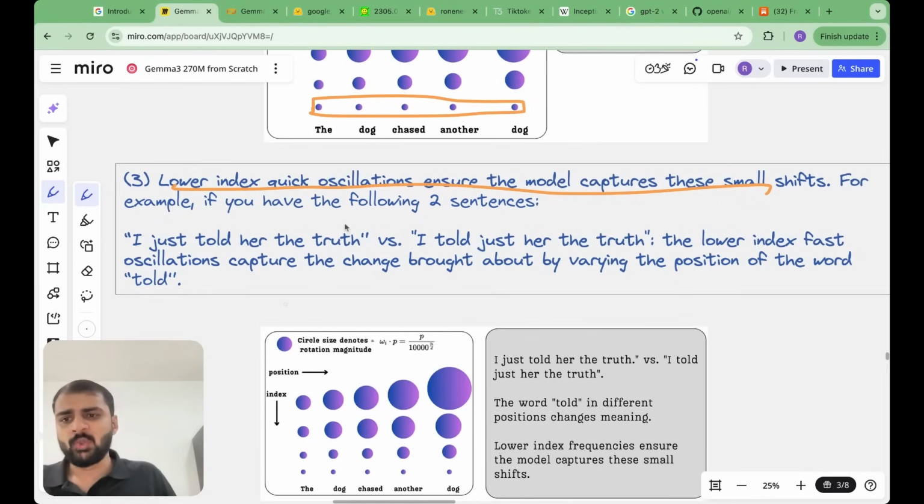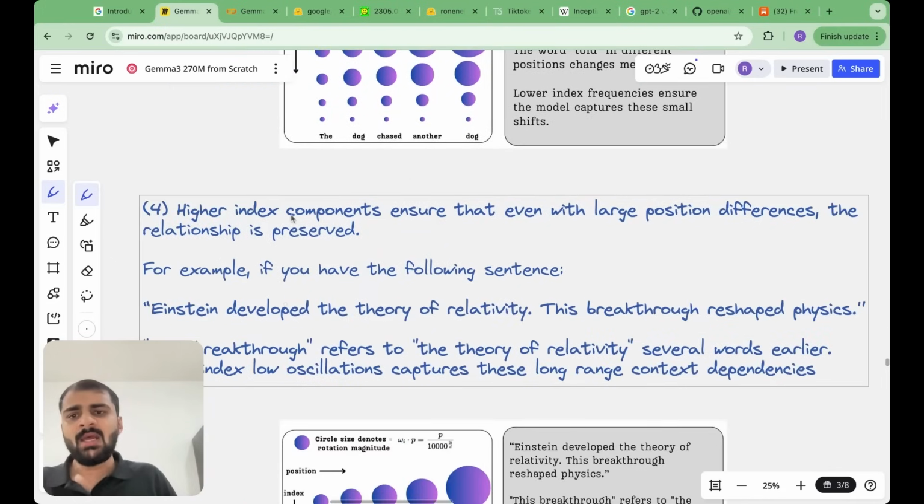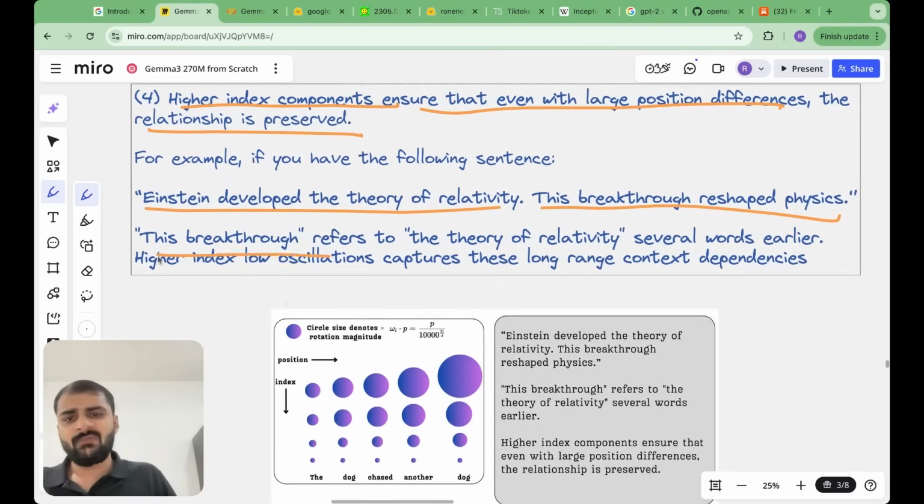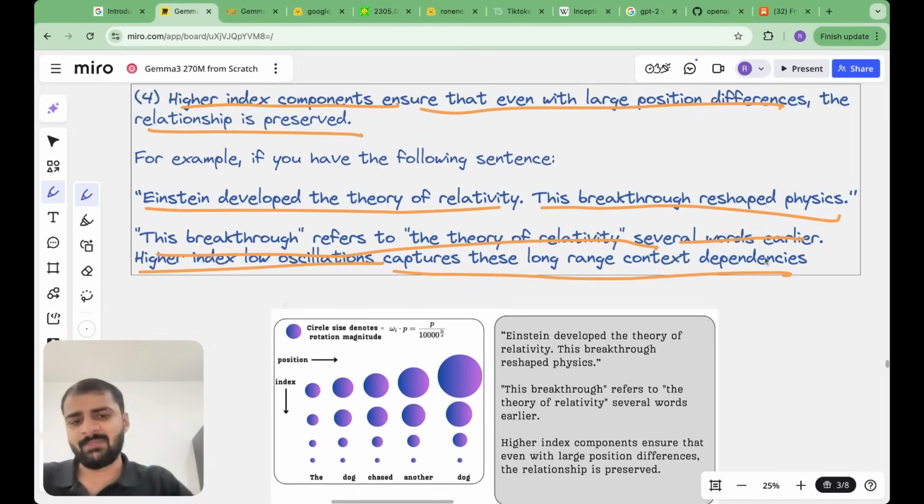So lower index quick oscillations ensure that the model captures small shifts. For example, if we have two sentences, I just told her the truth and I told just her the truth. These are completely different sentences, right? So the lower index fast oscillations capture the change here. Higher index components ensure that even with large position differences, the relationship is preserved. So Einstein developed the theory of relativity. This breakthrough reshaped physics. Breakthrough refers to the theory of relativity several words earlier. So higher index slow oscillations capture these long range context dependencies essentially.